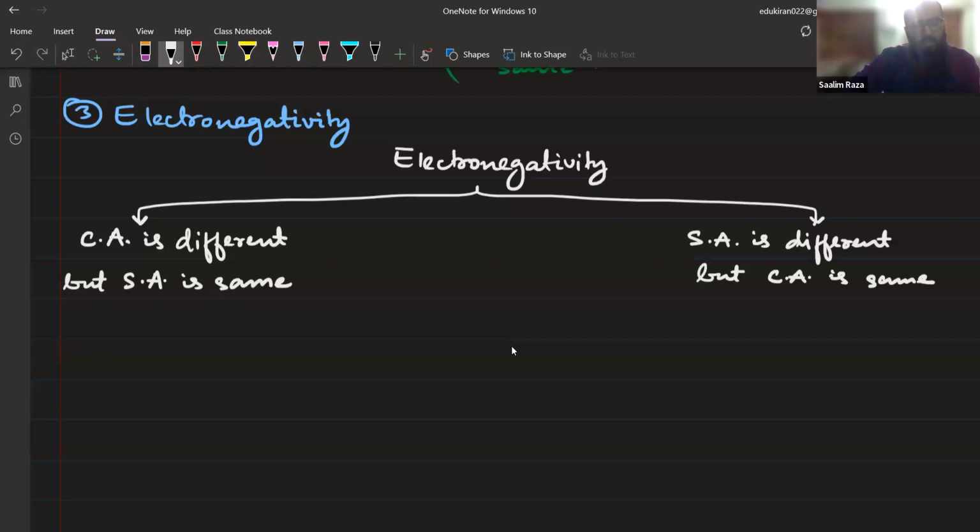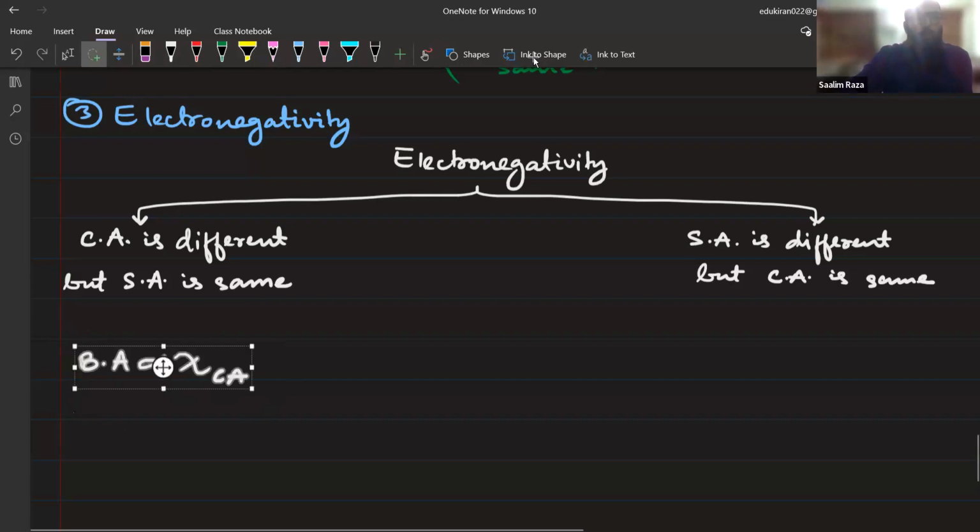Now, when the central atom is different, but surrounding atom is same, then the bond angle is directly proportional to the electronegativity of, sorry, my bad, surrounding atom is same, no? We will look at the central atom, the electronegativity of central atom. Surrounding atoms, which are same, are not going to affect the bond angle. If something is same in both molecules we are comparing, they have the same surrounding atoms, so obviously surrounding atoms are not going to determine the bond angle. The bond angle will be determined by the central atom, which is different.